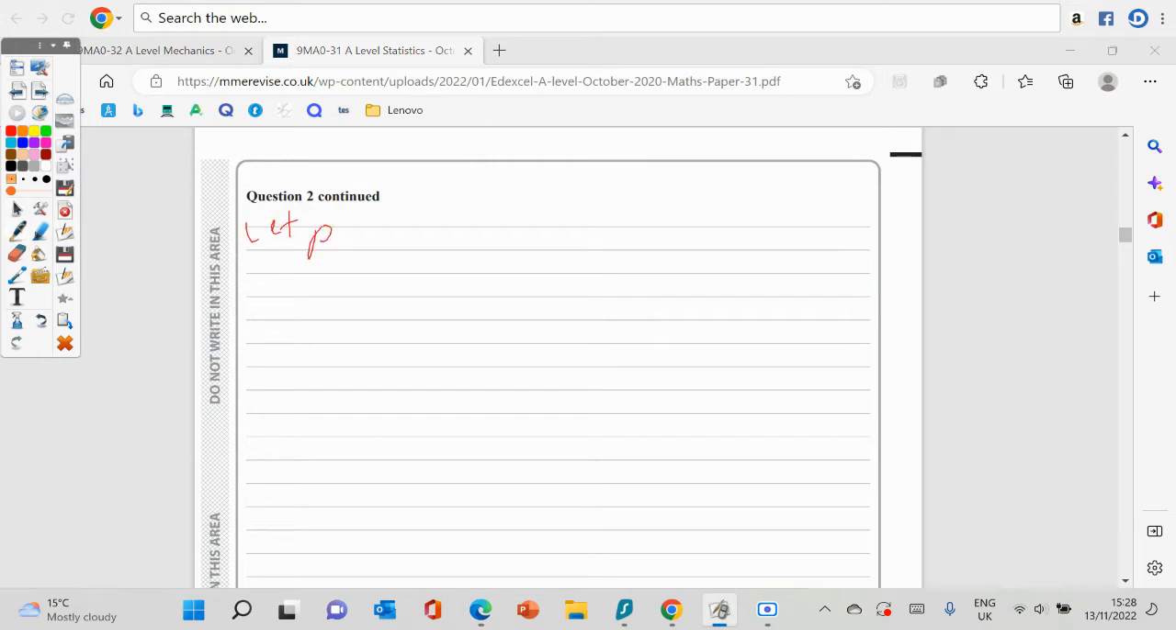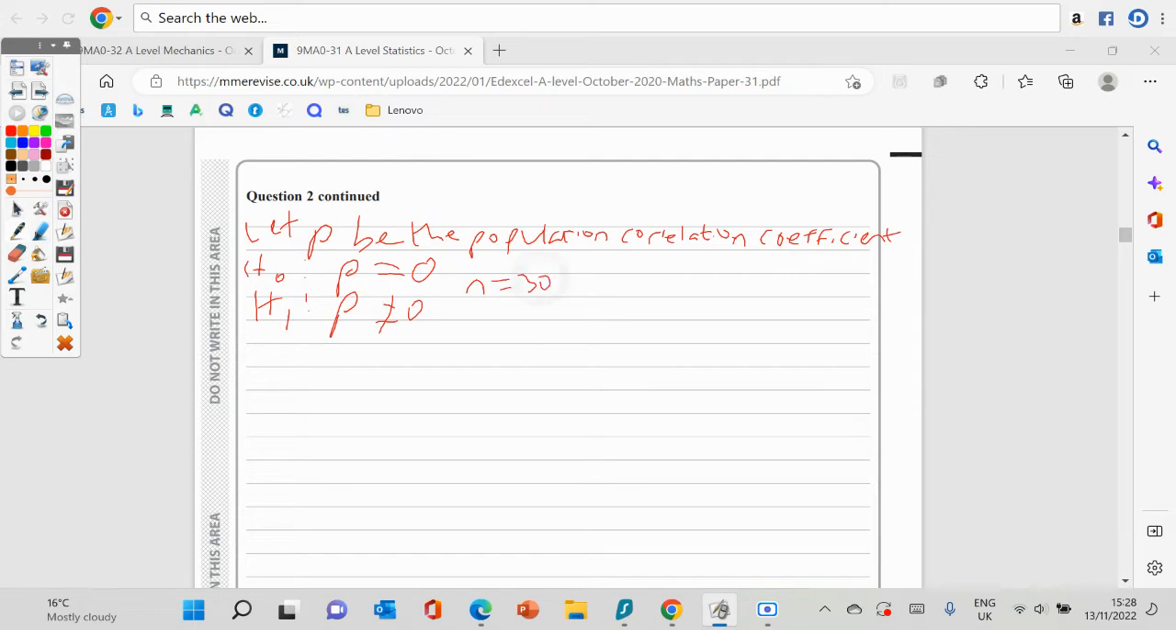We're going to let rho be the population correlation coefficient. Our null hypothesis is every single time that rho will be 0. So we're stating that there's no correlation whatsoever. The alternative, well, we don't know which direction it's going to be, so I'm going to put it as not 0. It's a two-tail hypothesis test.